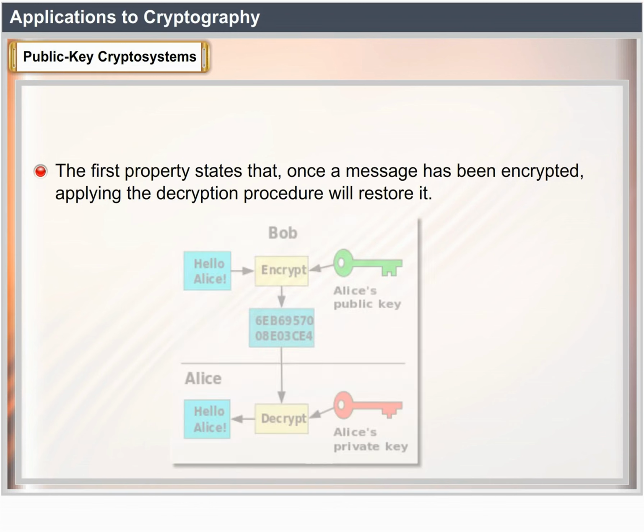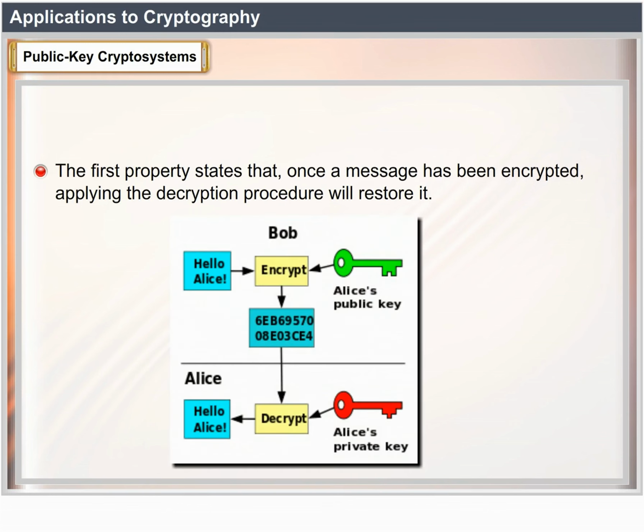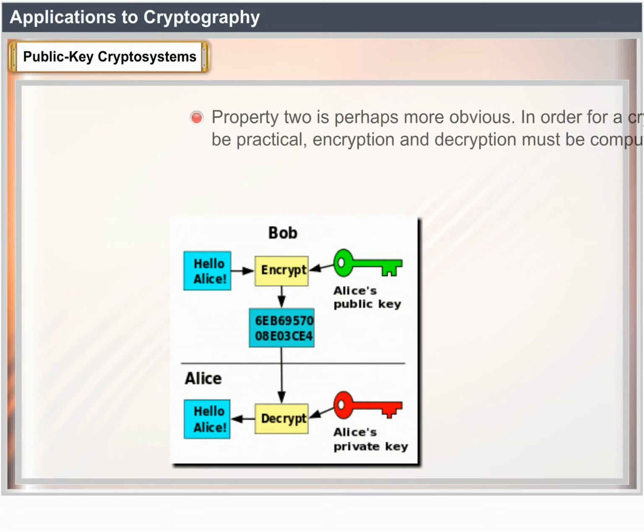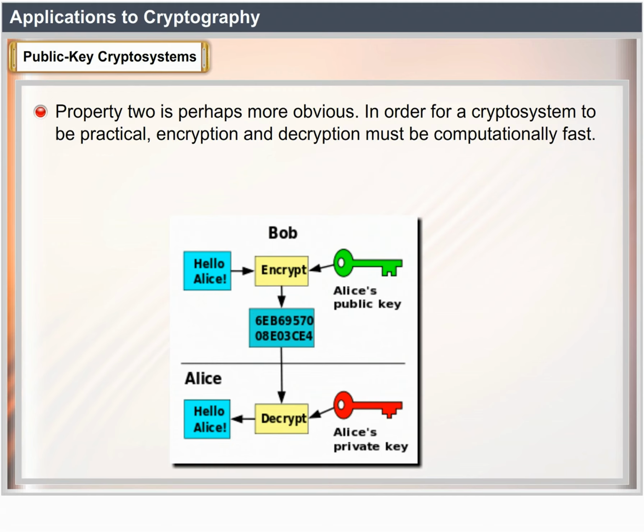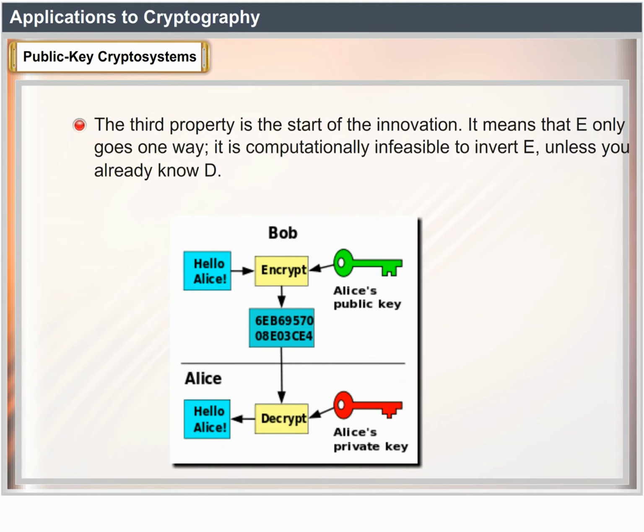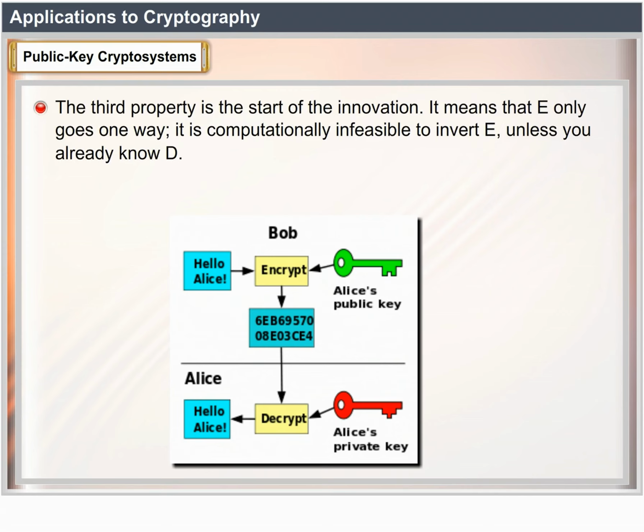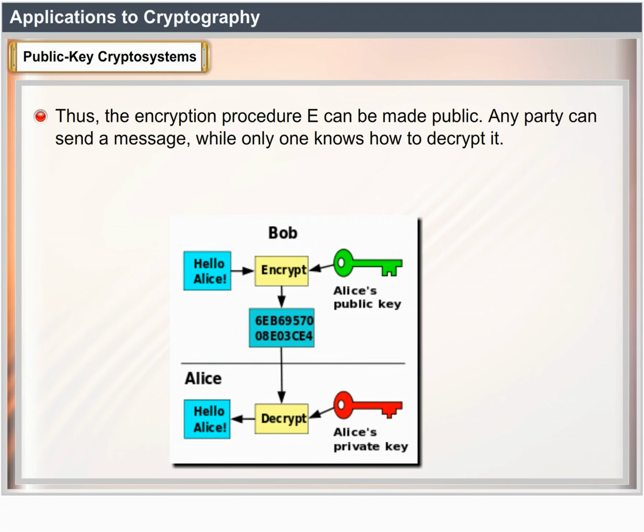The first property states that once a message has been encrypted, applying the decryption procedure will restore it. Property 2 is perhaps more obvious. In order for a cryptosystem to be practical, encryption and decryption must be computationally fast. The third property is the start of the innovation. It means that E only goes one way. It is computationally infeasible to invert E unless you already know D. Thus, the encryption procedure E can be made public. Any party can send a message while only one knows how to decrypt it.